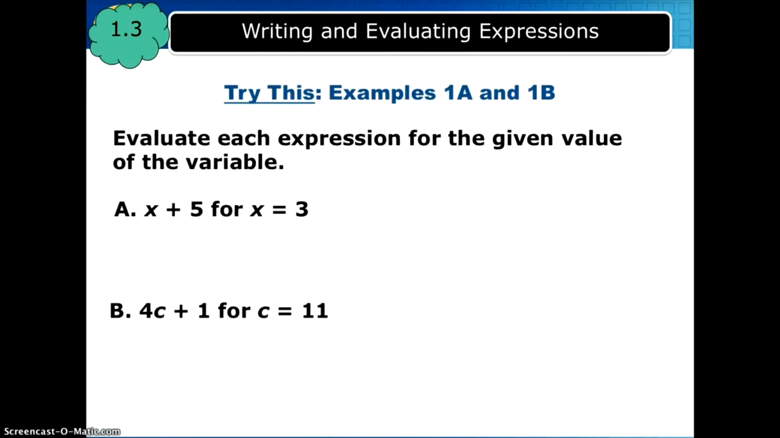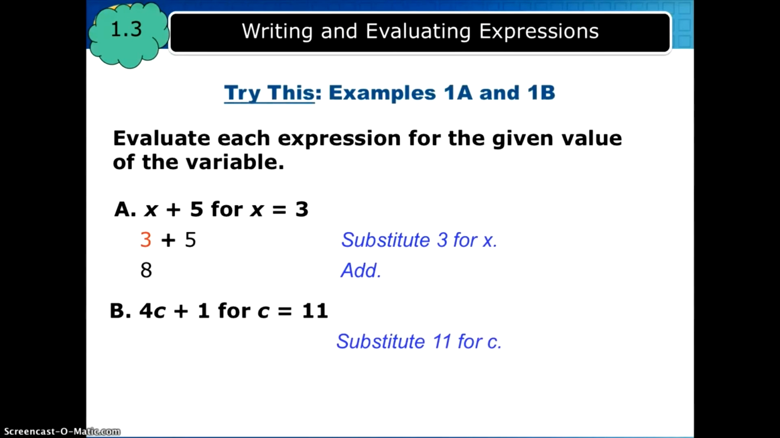Evaluate each expression for the given value of the variable. So same thing, I'm substituting in 3 for x. So I have 3 plus 5, I'm going to add to get 8. Part B, substitute 11 for c. Order of operations tells me I have to multiply to get 44 plus 1. I'm going to add to get my final answer of 45.